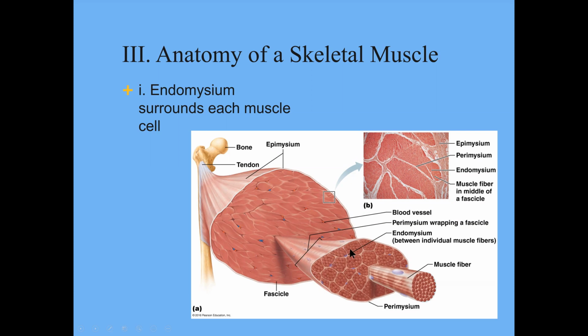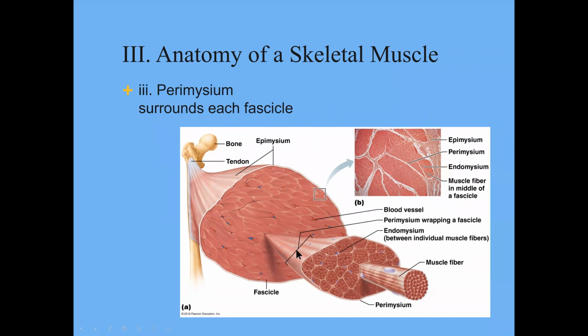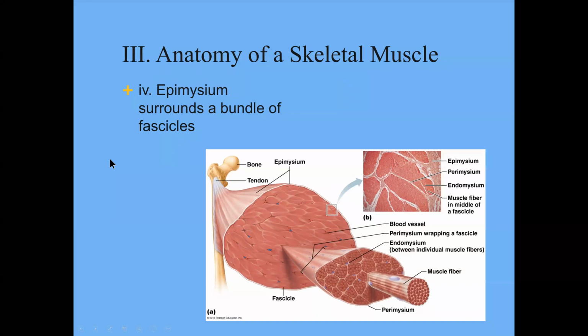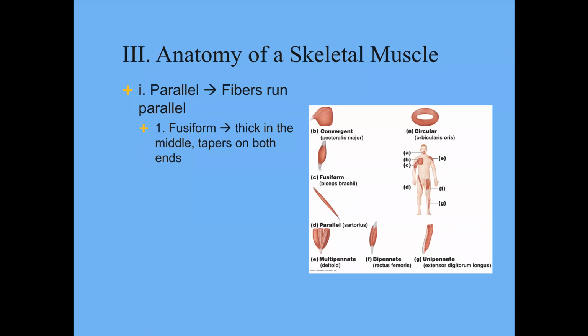The endomysium surrounds a number of myofilaments. A muscle cell is composed of myofilaments. Fascicles, a bunch of muscle cells. This is a fascicle here, and it has a perimysium surrounding it, and an epimysium surrounds the whole bundle of fascicles. So it surrounds the whole muscle. And you can see these. These are white fibrous-like materials, okay? They're not real thick, okay? But you can see that.